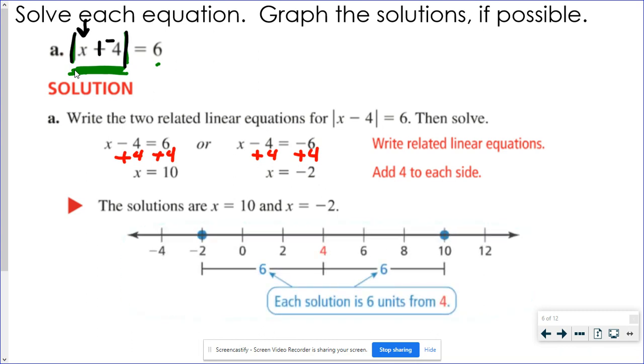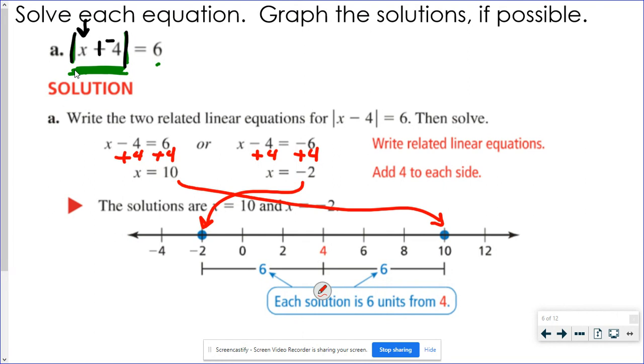The graph for this is a much more complicated graph than what you really need, and I'll show you what I would expect to see on this. But negative 2 was my smaller answer, so that answer got graphed right there. And then the 10 got graphed right there. Right? It doesn't matter which order you get your answers in, but on a number line, the smaller numbers go on the left, the bigger numbers go on the right.